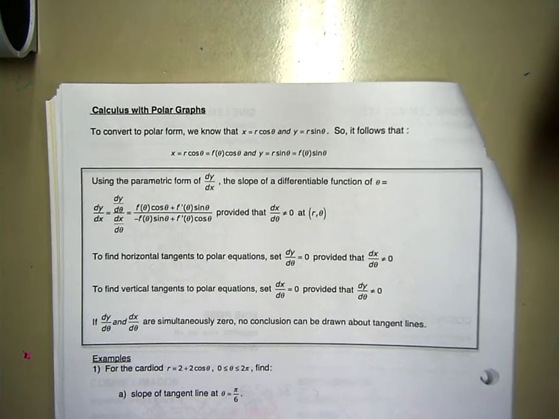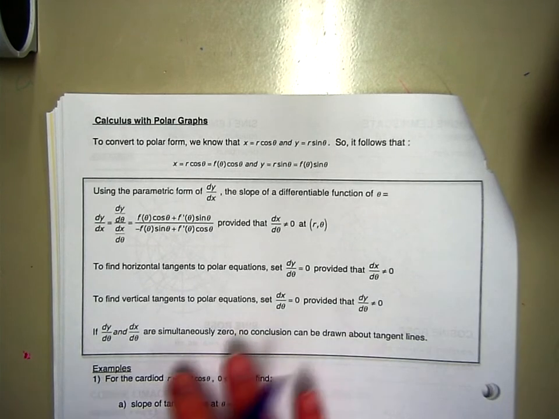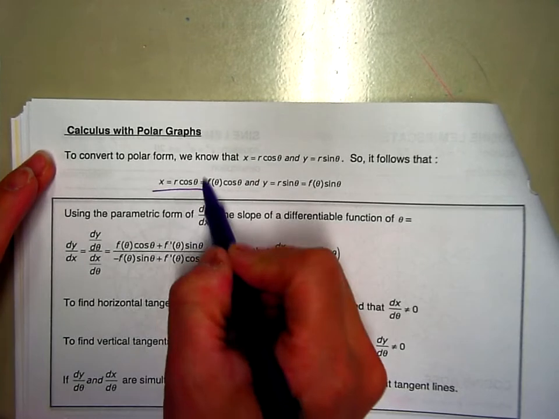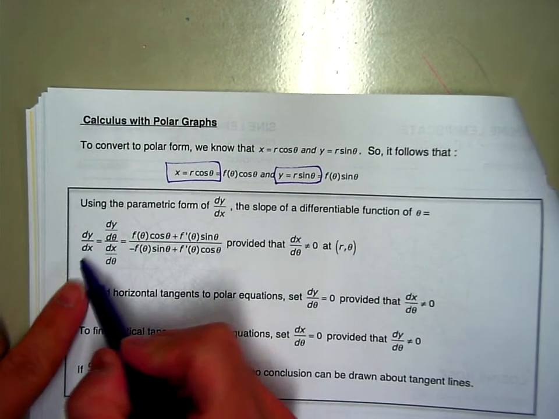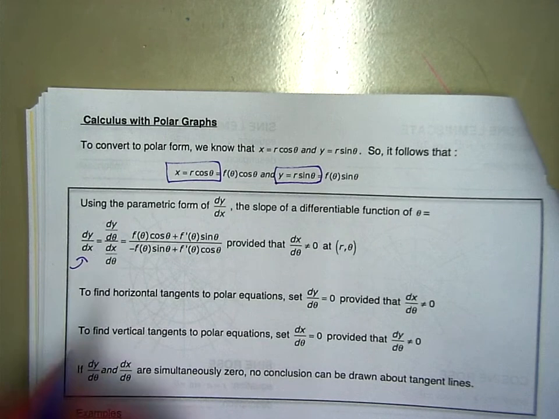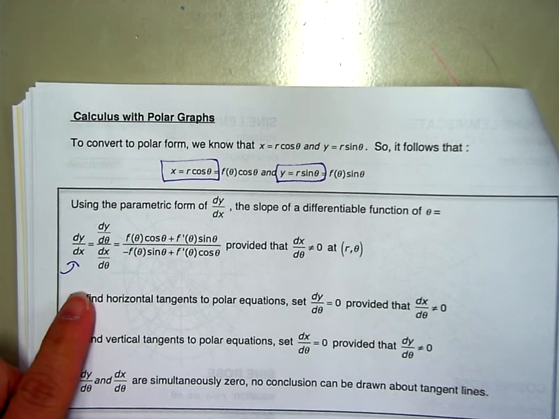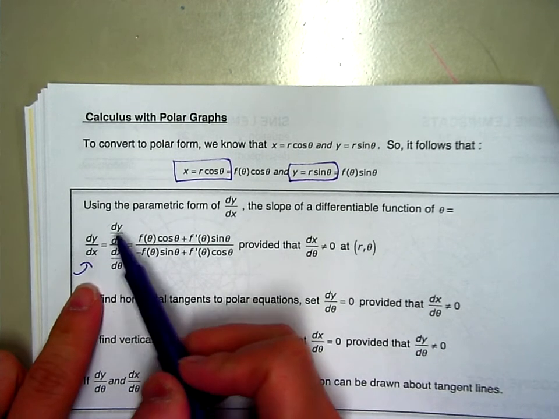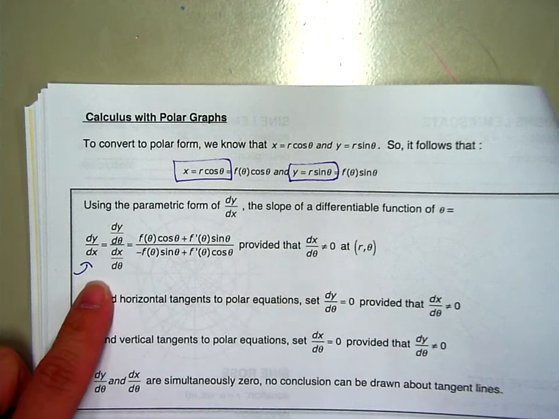Okay, the first thing we're going to do with polar graphs is find the slope of a polar graph. So using the conversion equations that x equals r cosine theta and y equals r sine theta, we're going to come up with the slope, which is dy/dx still. Using the idea that we learned before with parametric, dy/dx was dy/dt over dx/dt, but in polar form it will just be dy/d theta over dx/d theta. So your third parameter here is theta.